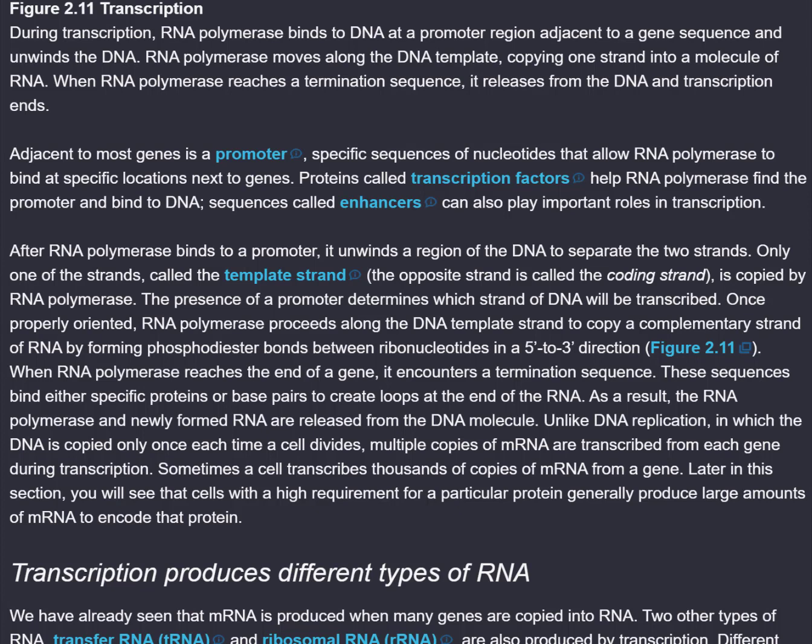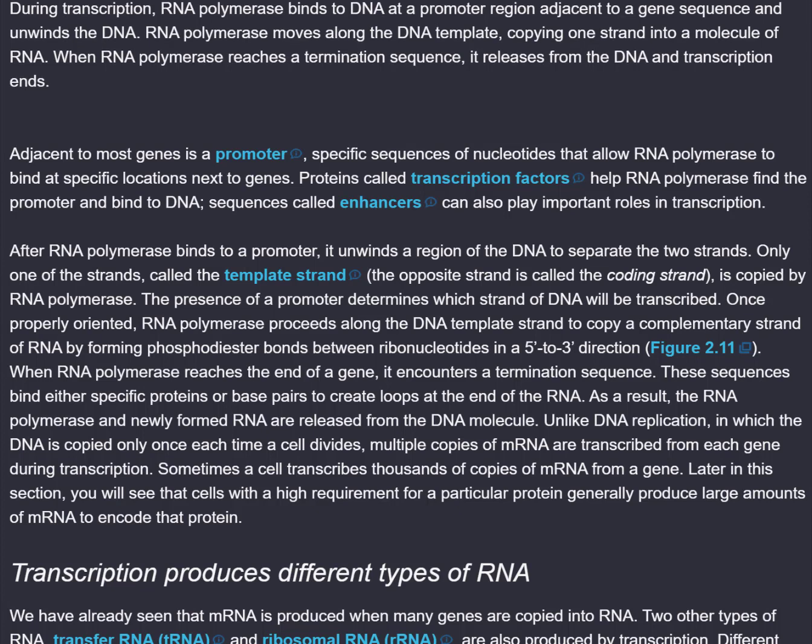Figure 2.11 Transcription. During transcription, RNA polymerase binds to DNA at a promoter region adjacent to a gene sequence and unwinds the DNA. RNA polymerase moves along the DNA template, copying one strand into a molecule of RNA. When RNA polymerase reaches a termination sequence, it releases from the DNA and transcription ends.